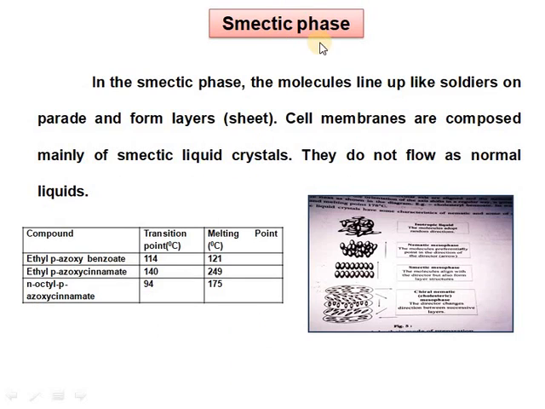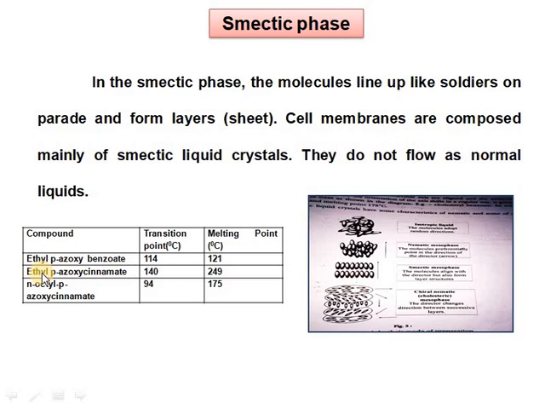The next type is the smectic phase. In the smectic phase, the molecules lie up like soldiers. You know the soldiers at the parade, where the dress of the soldiers forms a line. Such types of crystals may be formed on parade and form layers. Cell membranes are composed of what may be smectic liquid crystals. They do not flow like a normal liquid.